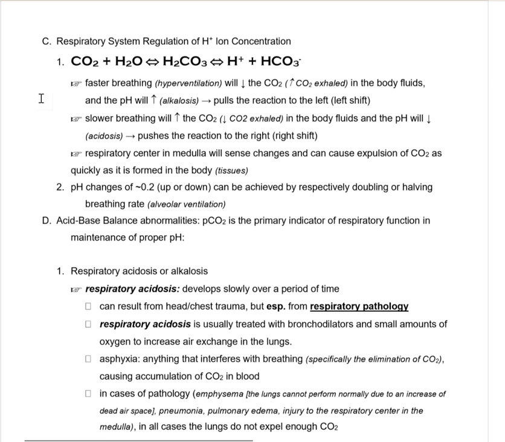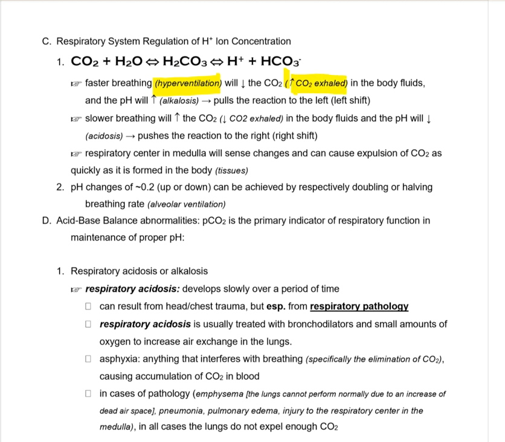So depending on which way we run the reaction, different things will happen. Let's think about our respiratory system, because it is going to move carbon dioxide in and out of our body. Let's say we have really fast breathing, hyperventilation. If we hyperventilate, the amount of carbon dioxide in the body fluids is going to go down because we're going to exhale a lot of CO2.